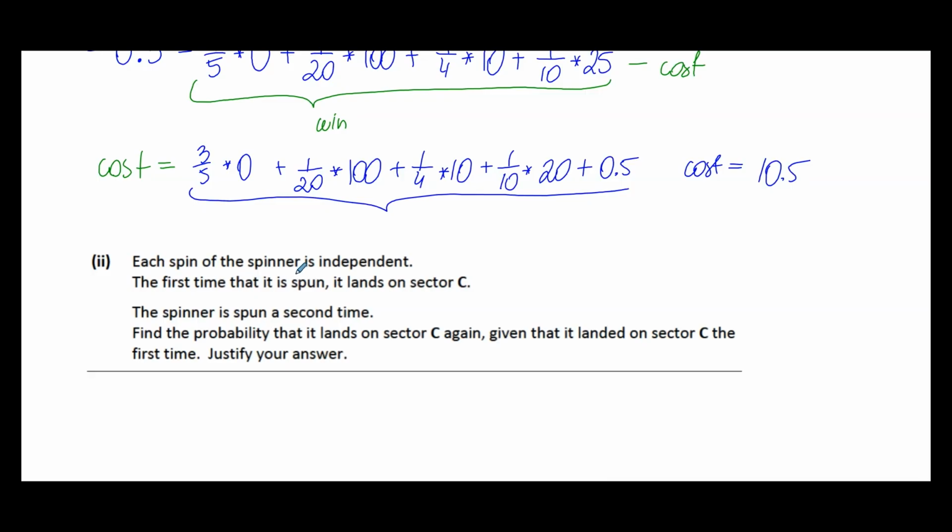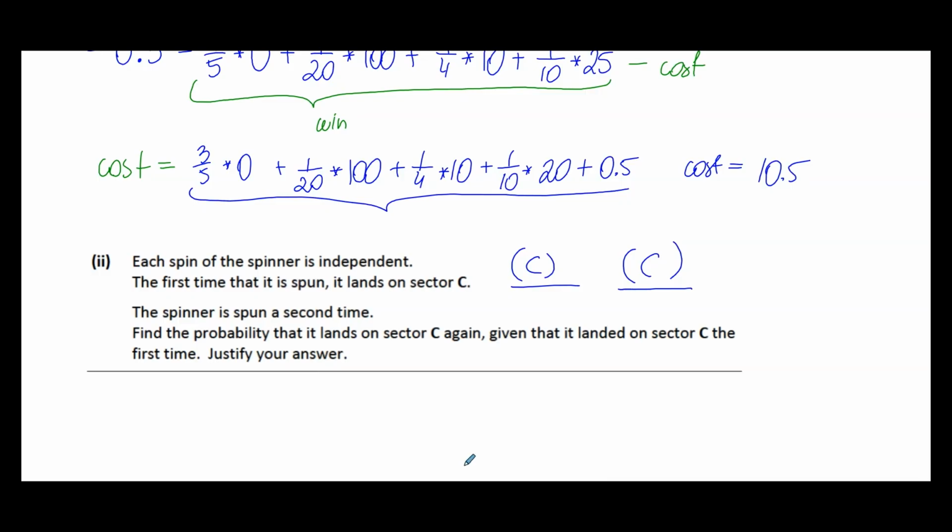Okay, now next part. Each spin of the spinner is independent. The first time that it is spun, it lands on sector C. The spinner is spun a second time. Find the probability that it lands on sector C again, given that it landed on sector C the first time. Justify your answer.